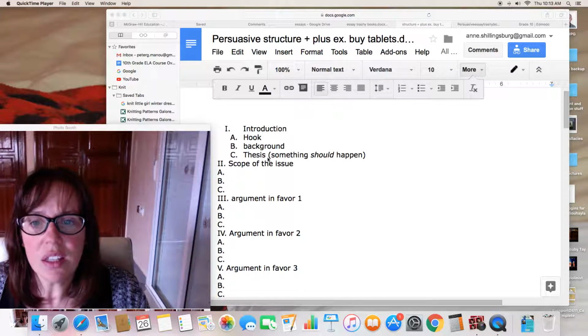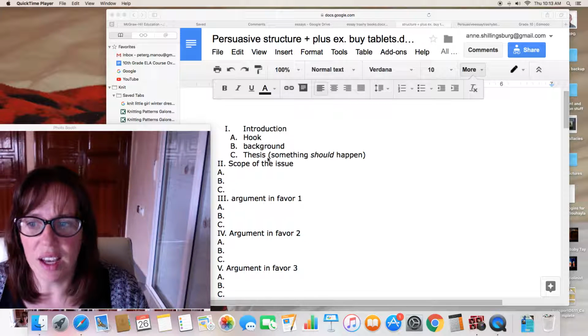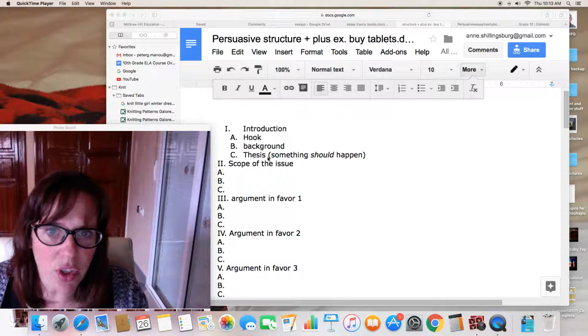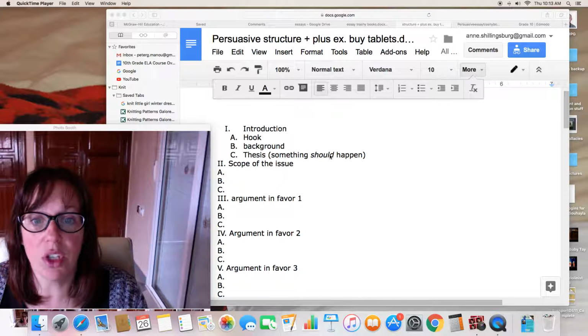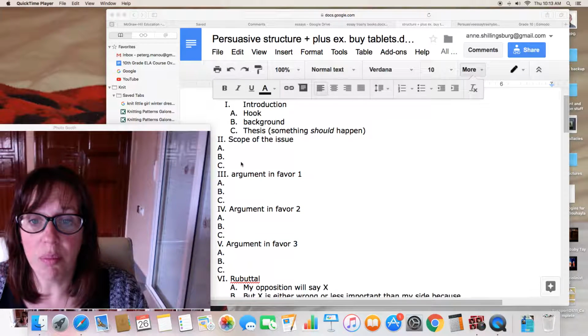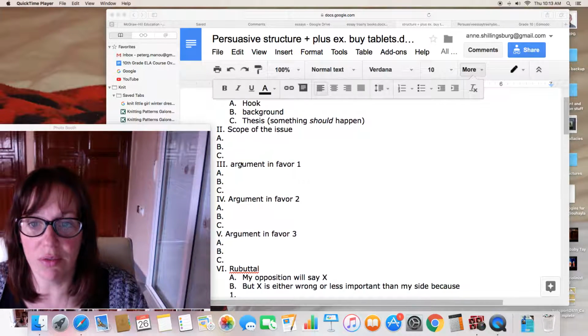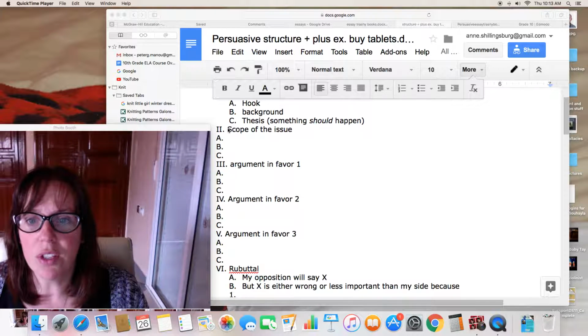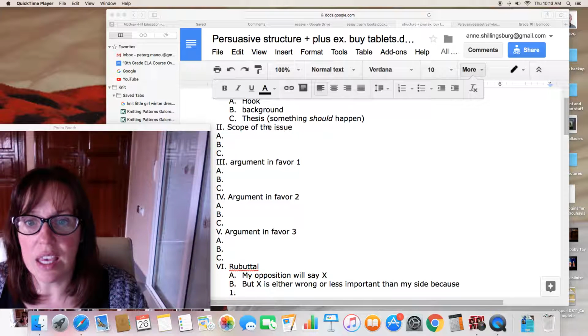Now, the thesis for a persuasive essay will always be that something should happen. You can rephrase it in another way, like it's essential that something should happen, but this is going to be a should statement. And then from there, the body paragraphs look a little different from essays that we've done in the past. So the first thing that you need to tackle is the scope of the issue.